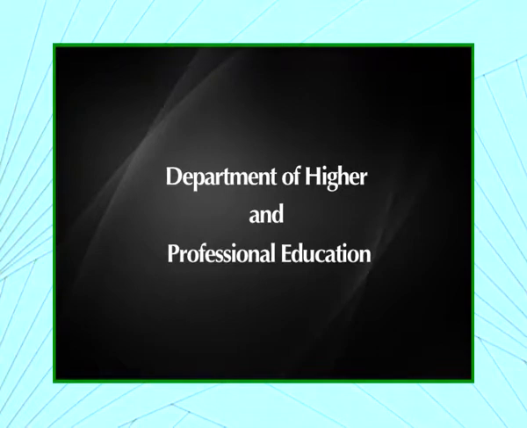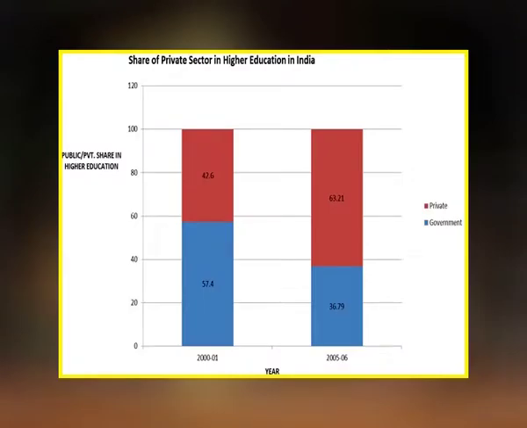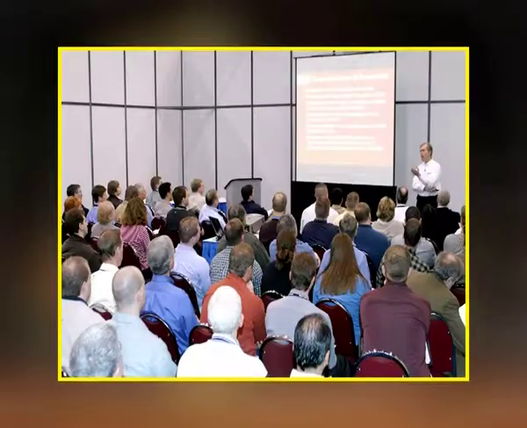Number 6 is Department of Higher and Professional Education. The department over the last 25 years has been constantly providing research support and policy advice to the Ministry of Human Resource Development, Government of India. The department conducted studies and seminars relating to various dimensions of internationalization in higher education.